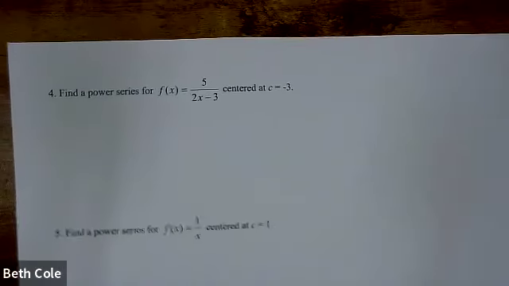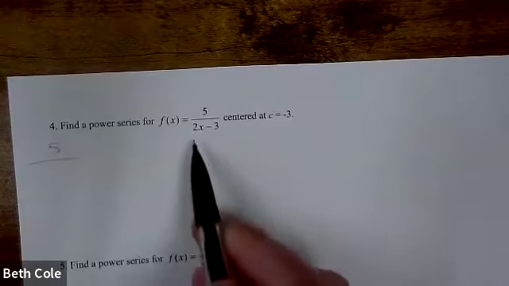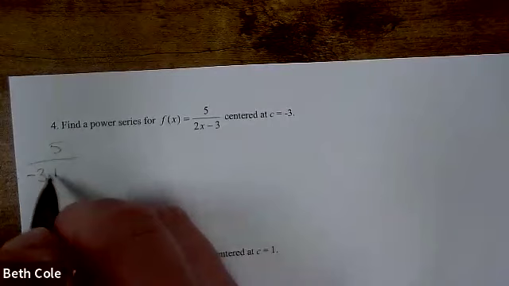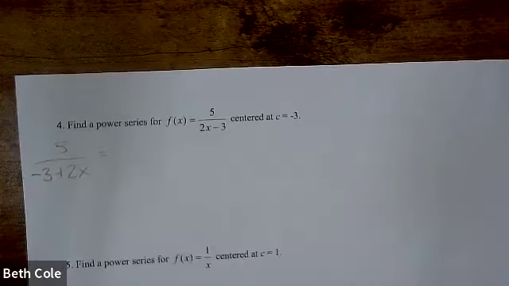Hanging in there? Doing okay? All right. For this one, I'm going to take this and write it off to the side. Instead of 2x minus 3, I'm going to write negative 3 plus 2x. You want the x part to come second because that's what's going to turn into the r portion of what we're doing. So the first thing to do is to center it correctly.